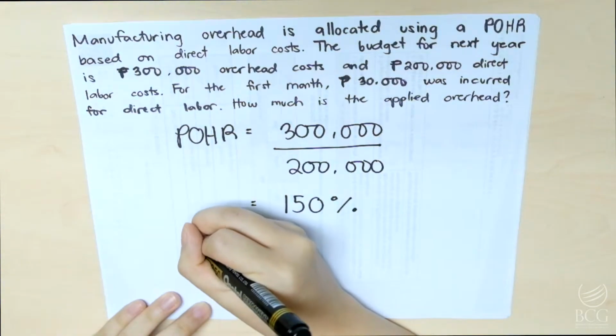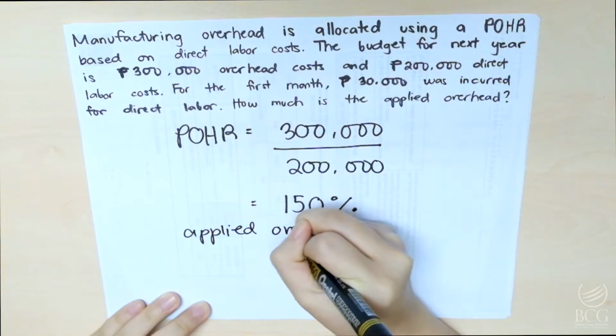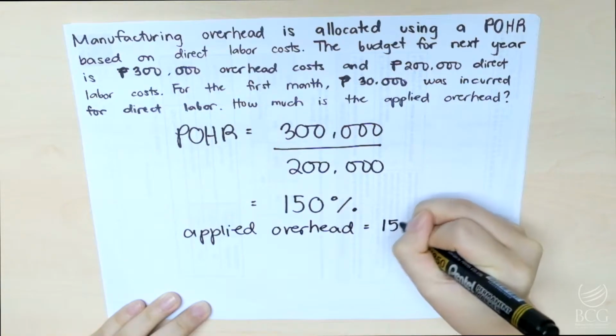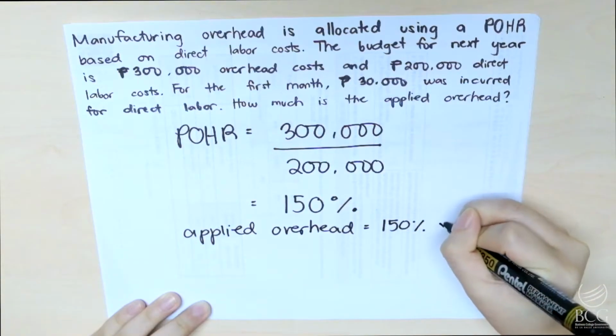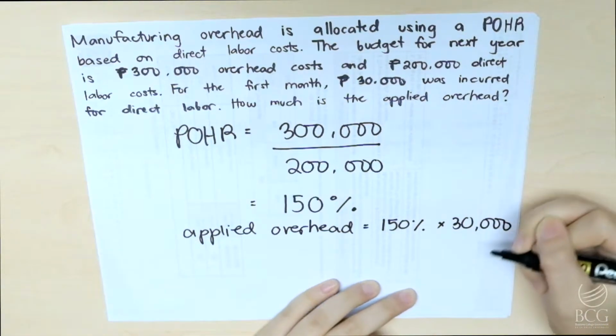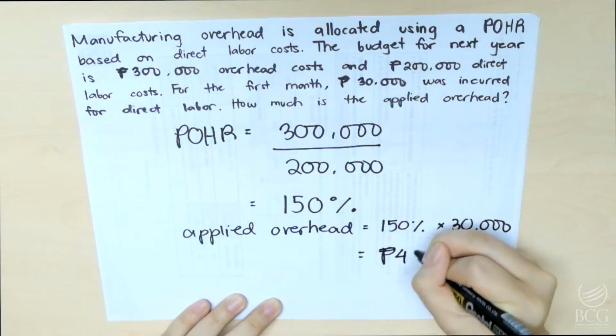Now, our applied overhead will be the POHR of 150% multiplied by the actual activity of 30,000, which will give us 45,000 pesos.